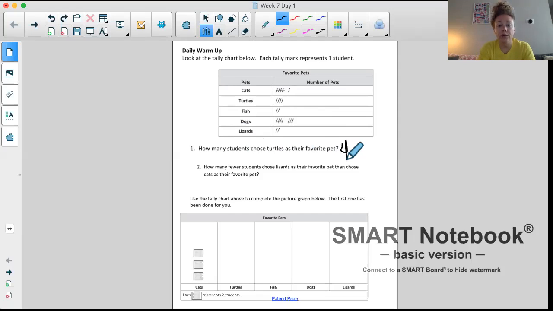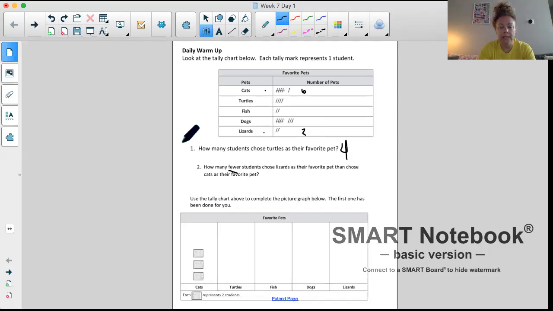How many fewer students chose lizards as their favorite pet than chose cats as their favorite pet? So we're going to look at lizards here and cats. All right, we have how many for cats? 6 for cats, and we have 2 for lizards. Okay, there's a really important word in here. Hopefully you already saw it and thought about the word fewer and what that means. Another word for fewer is less.